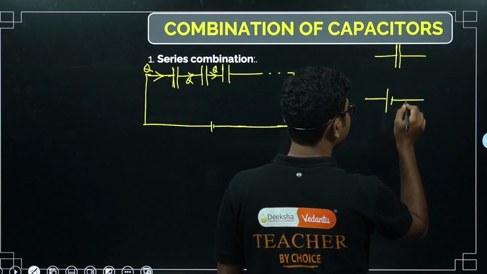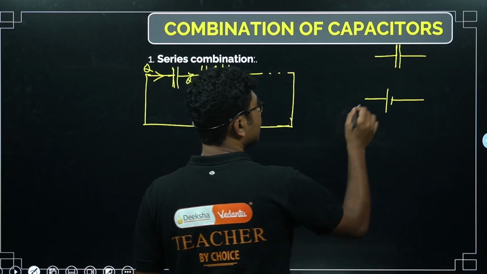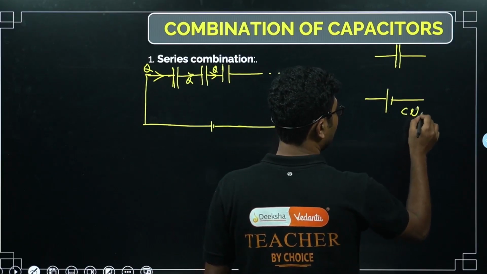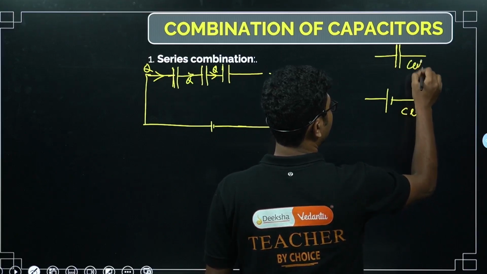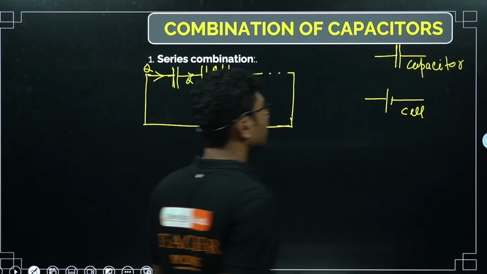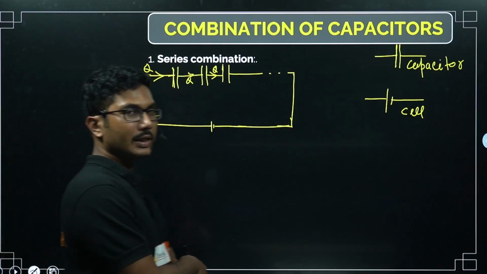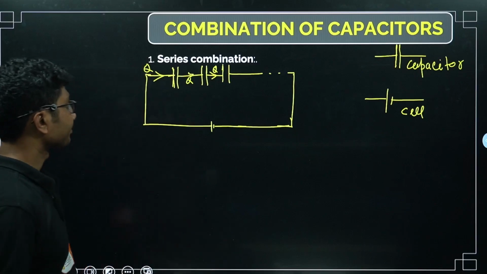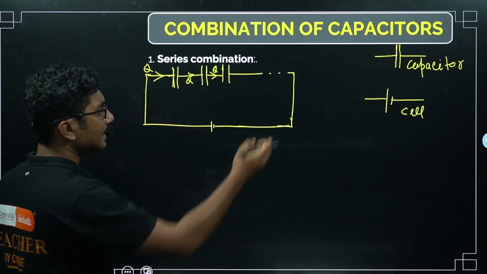Symbol of battery or cell, this is the symbol of cell. For the symbol of cell we use one big line, one small. This is cell, this is capacitor. Okay, battery and all we will learn in the electric current chapter. So for now, just remember this. This is cell, this is capacitor.